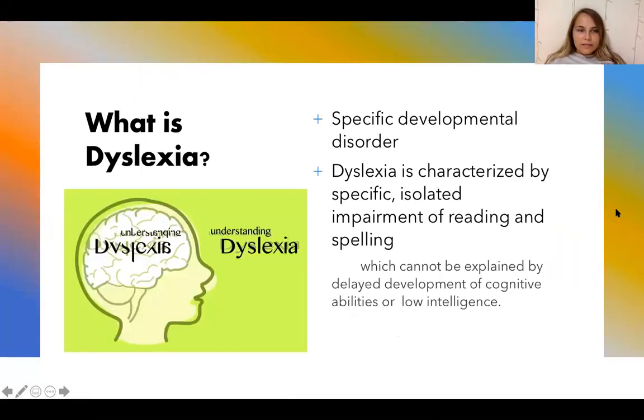So just to start off, what is dyslexia? It's a specific developmental disorder characterized by specific, isolated impairment of reading and spelling. What's interesting about dyslexia is that what can cue somebody to a student with dyslexia is that they don't have low intelligence or any delayed developmental cognitive abilities. All those things could be good, but they could still be struggling in reading or spelling, and that's something that cues a lot of people to dyslexia.